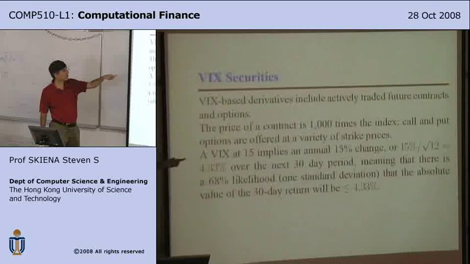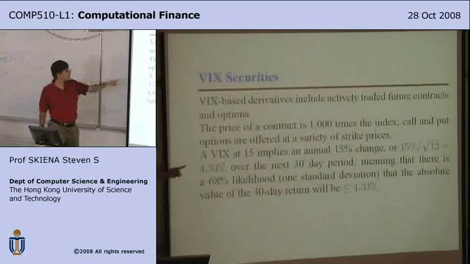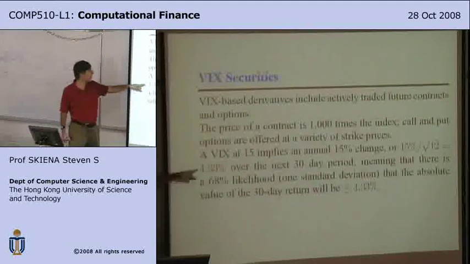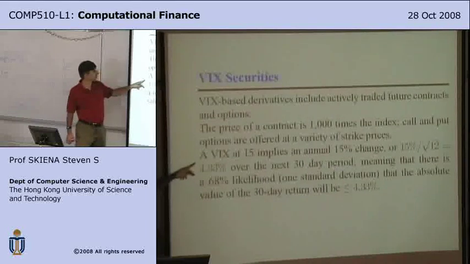As we talked about before, we can convert the annual volatility to a monthly volatility by dividing by the square root of the period of time associated with it. So a VIX of 15 implies a 4.3% change over the next 30 days.